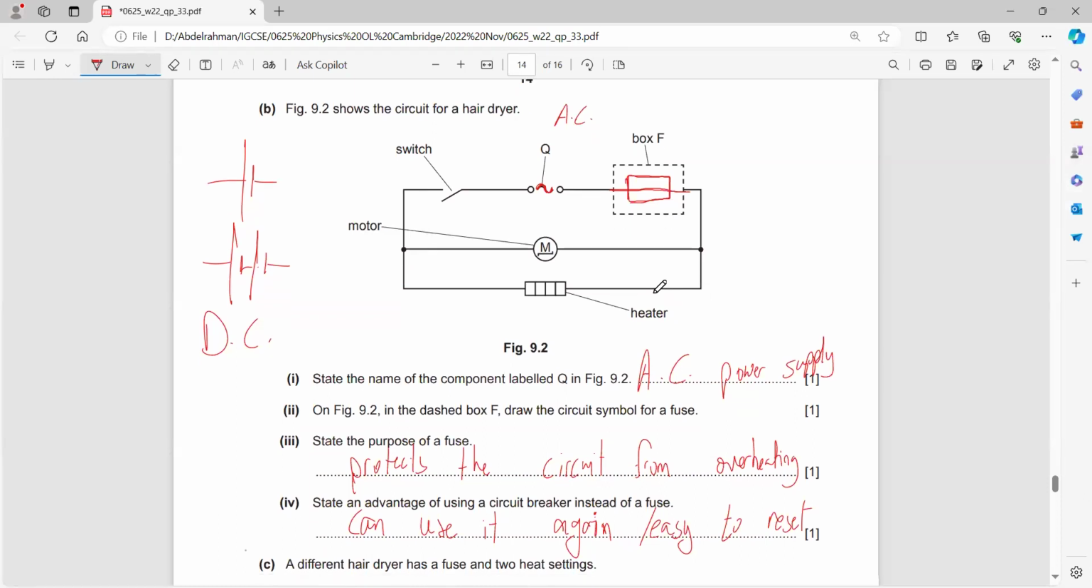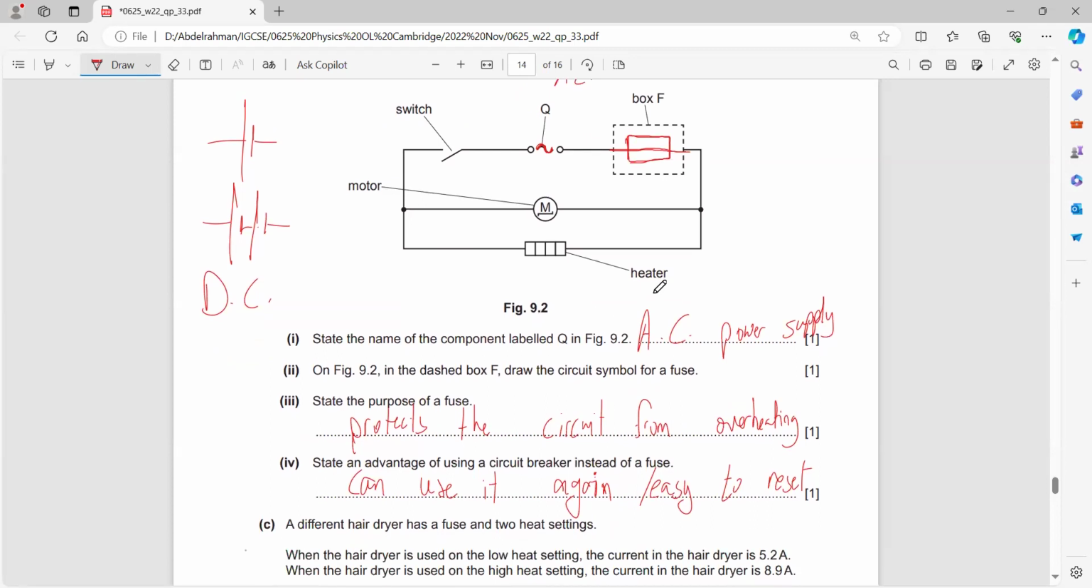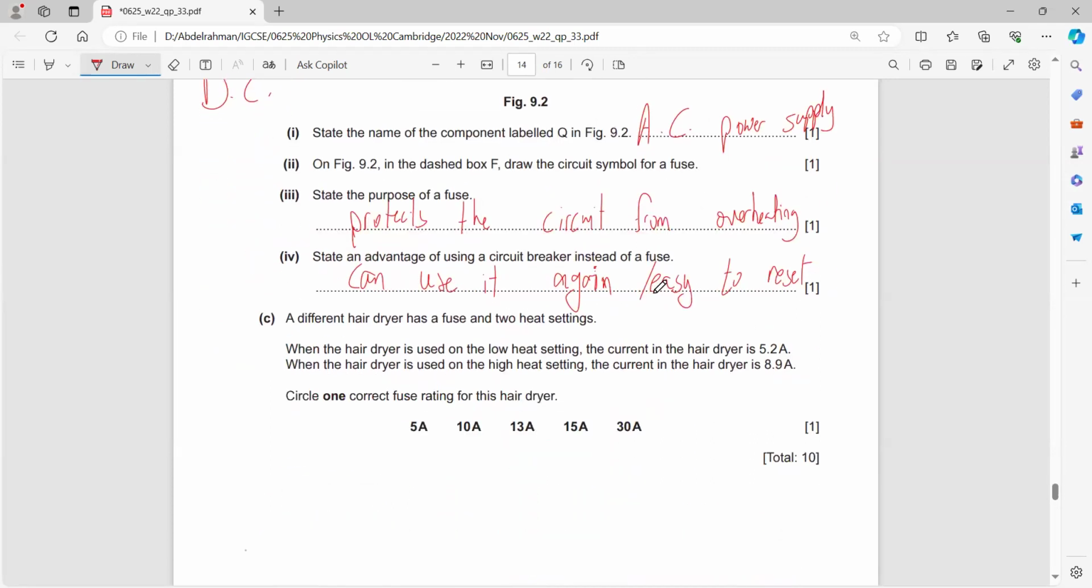10 is too close. Be careful, 10 is too close. By the way, if it was an open-end question, if you were required to write down the fuse rating and you wrote down 10, it would have been okay. But if I gave you the option of 13, then 13 would be better than 10. Why? Because 10 is too close to 8.9, which is 9.